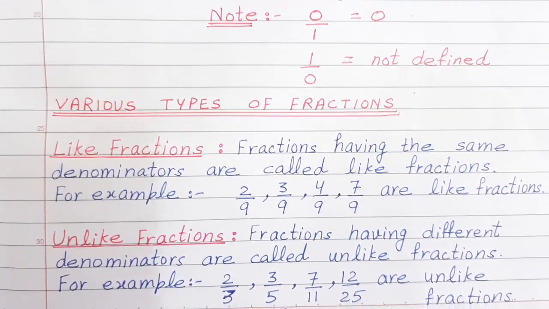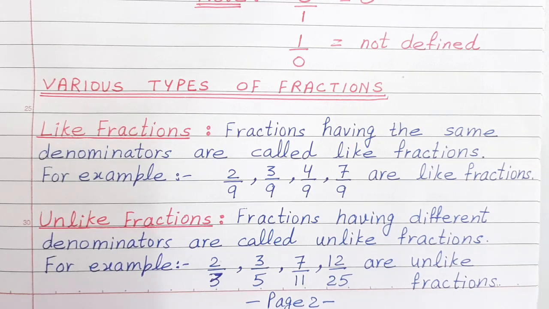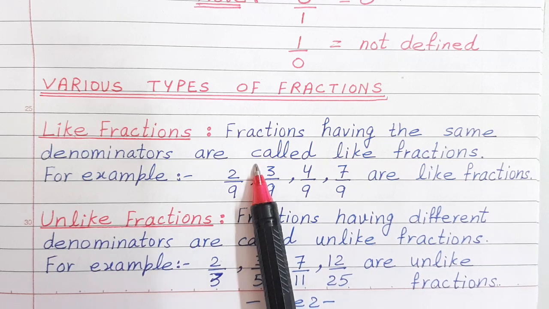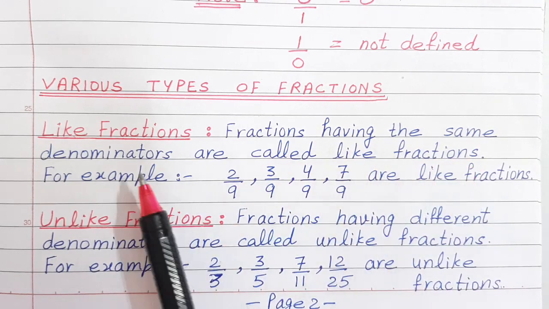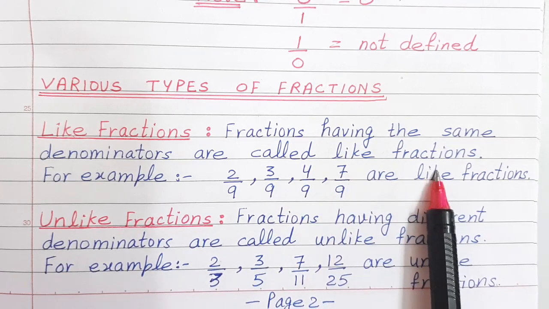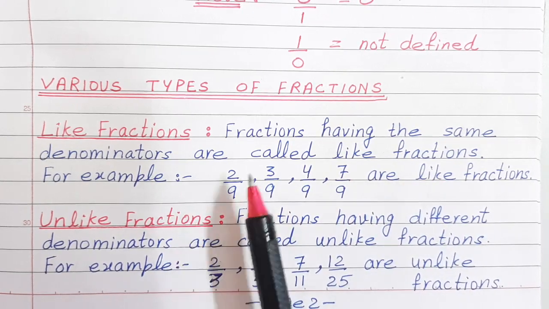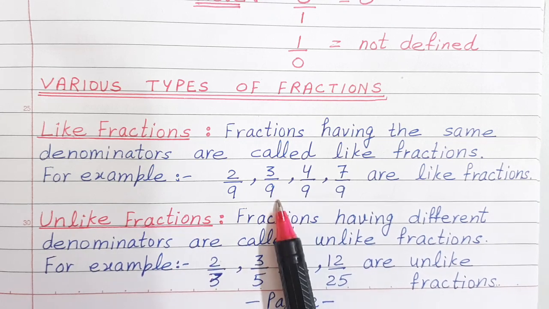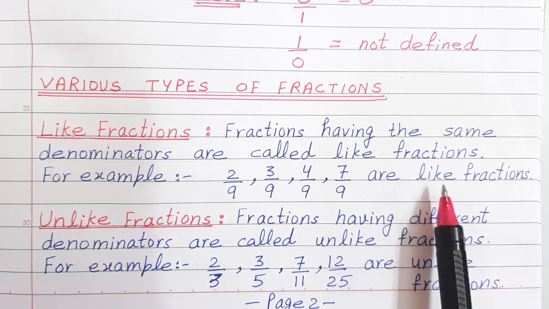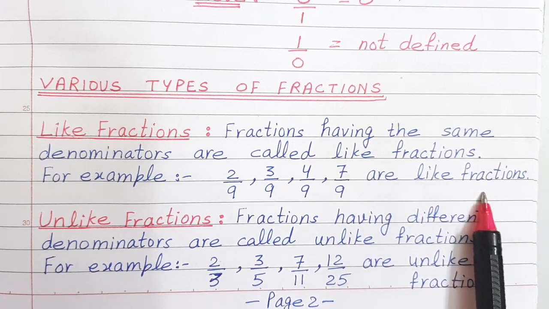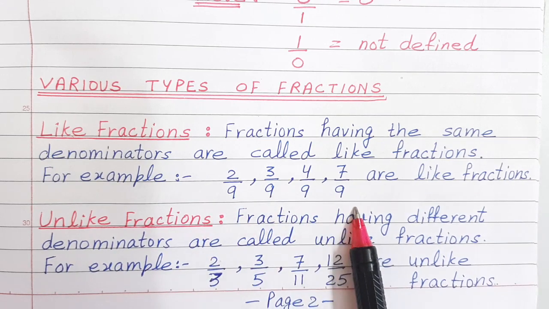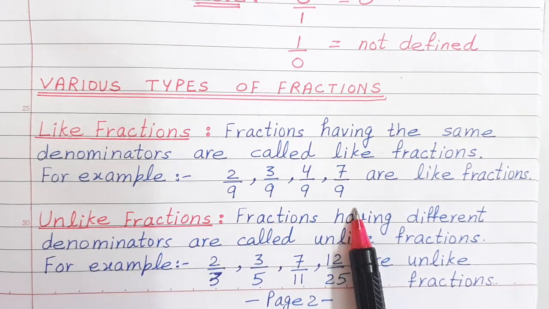So see, the first one is like fractions. Fractions having the same denominators are called like fractions. For example, 2 upon 9, 3 upon 9, 4 upon 9, 7 upon 9 are like fractions. Why so? Because all the denominators are the same, right?